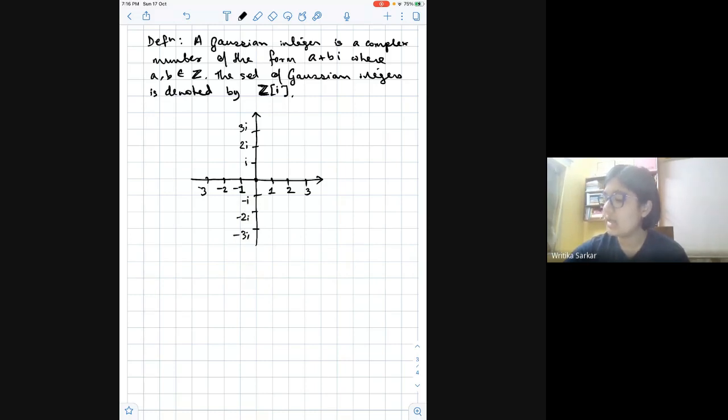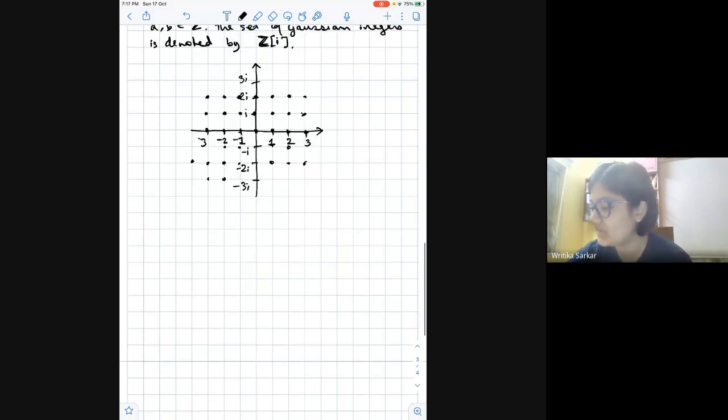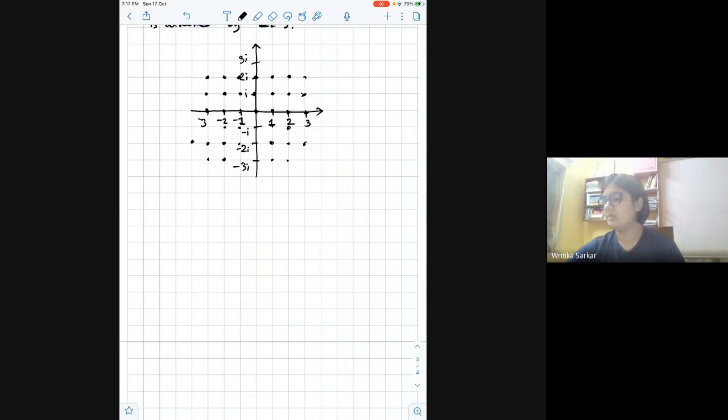10 minus 3i, and all these points in the corners of the squares, they are all the Gaussian integers. I'm not going to draw a lot of them, just going to fill it up sufficiently. So these are really the Gaussian integers here, these points. Sorry for the bad drawing.